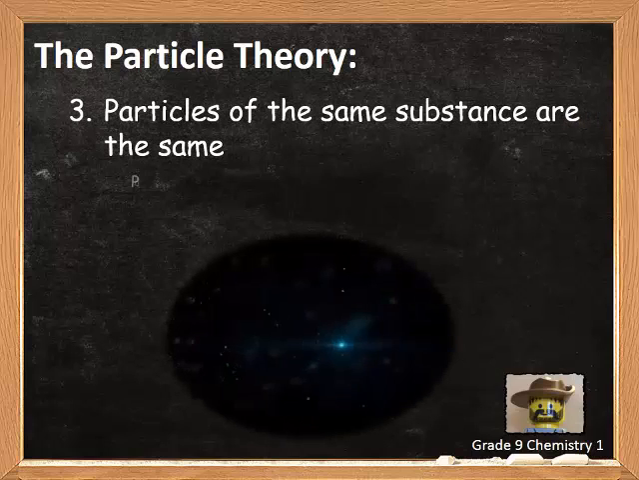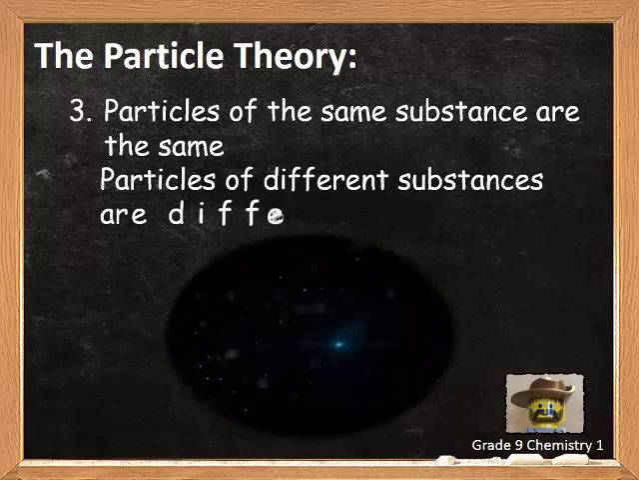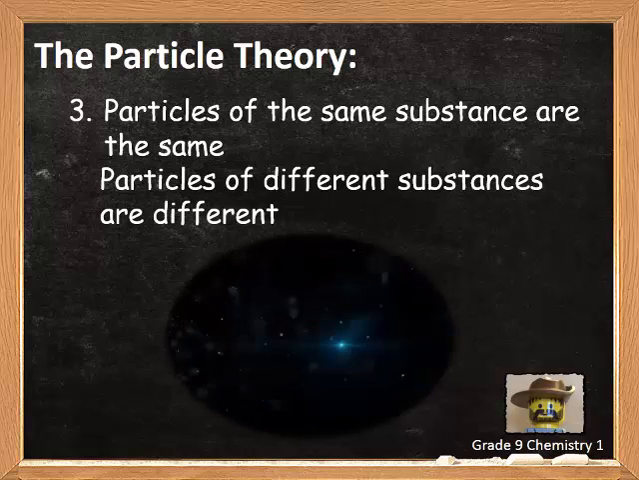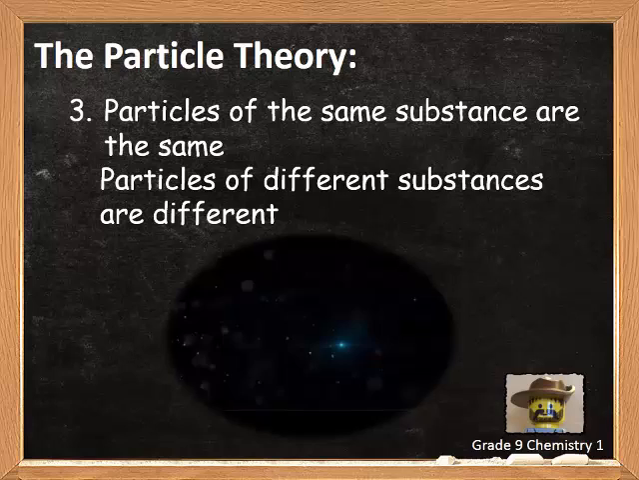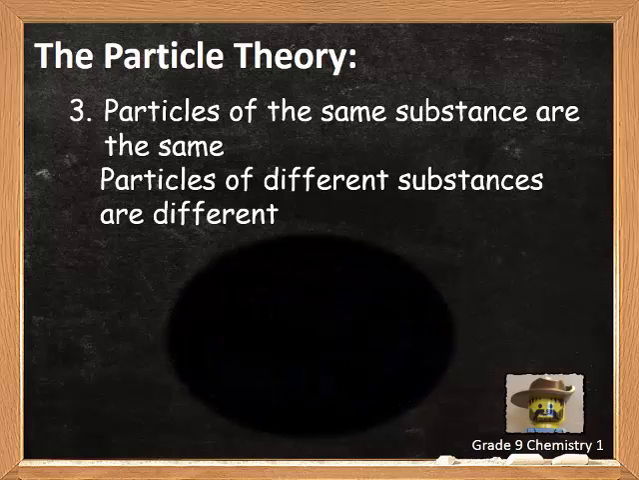The third point is that particles of any specific pure substance are all the same, and that particles of different pure substances differ from each other. Take gold and silver just as one example. All particles of gold are believed to be the same, and all particles of silver are believed to be the same. However, the particles of gold are unique and thus completely different from those of silver.